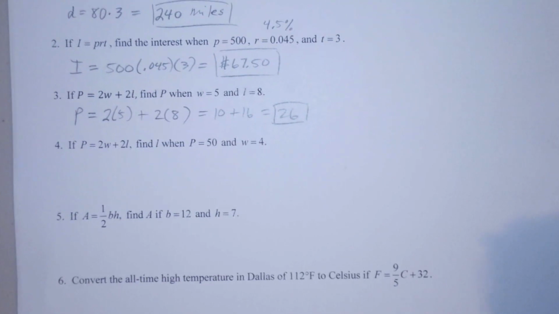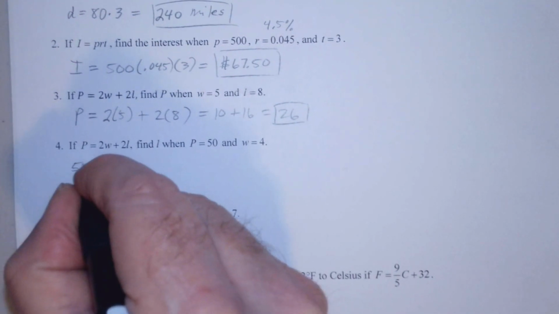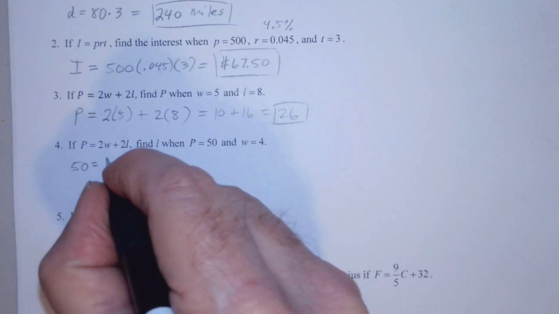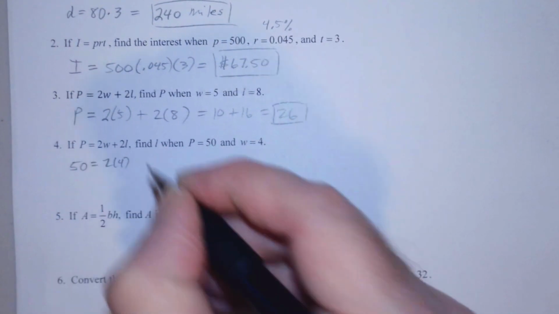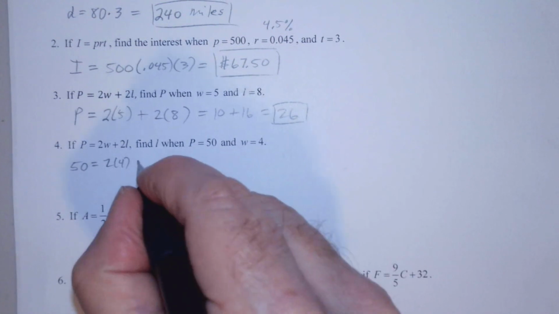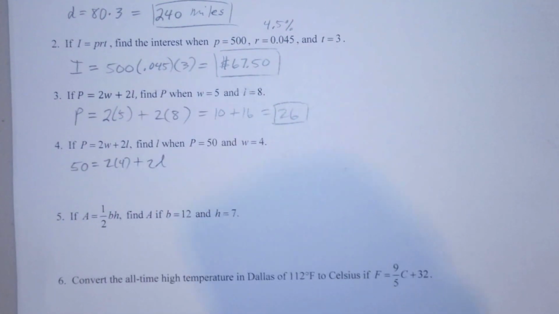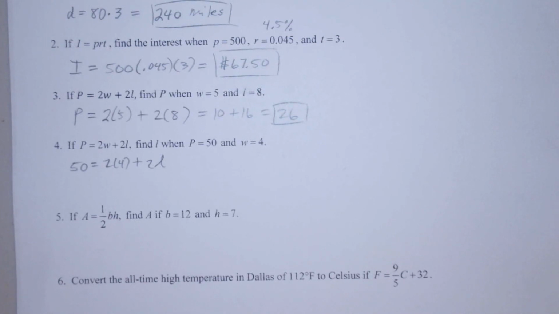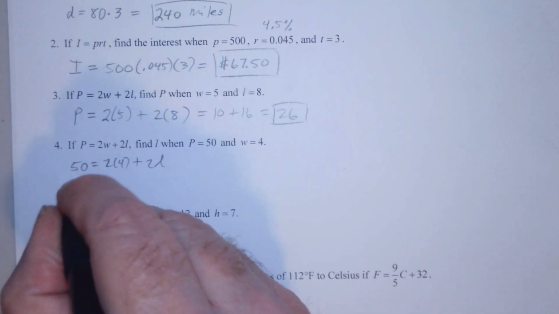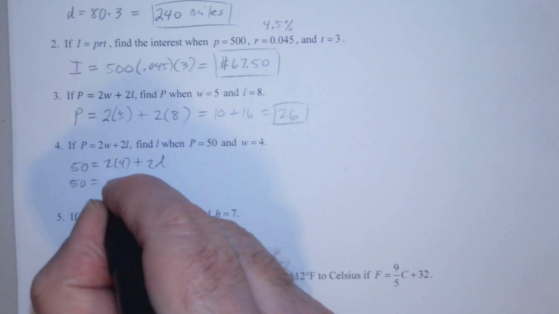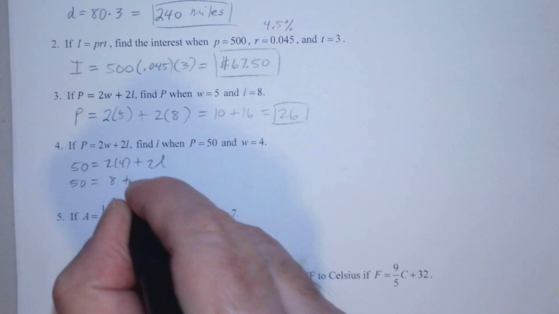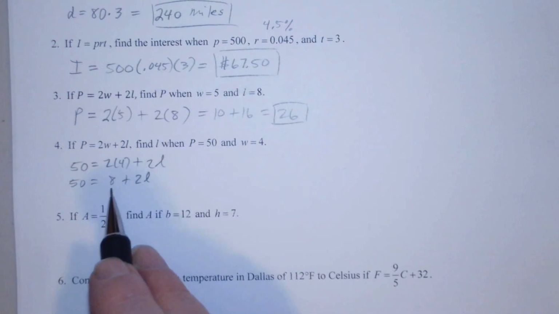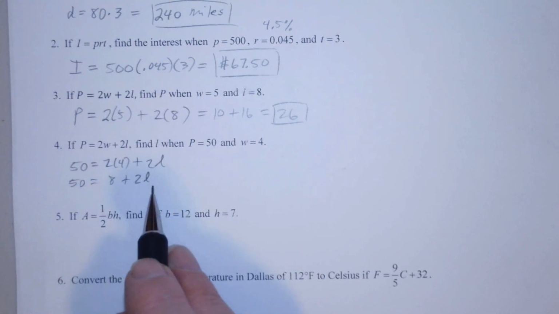Number 4, P is 50. Notice this is going to be a little different. W is 4, so 2 times 4, plus 2L. And they're asking for L, so notice this is an equation that we need to solve. So we could simplify the right side. This would be 8 plus 2L. Now, normally the variables first. If you want, you could write 2L plus 8.